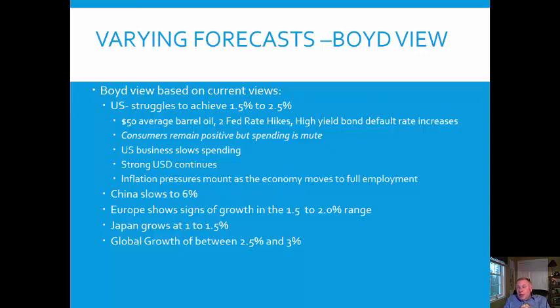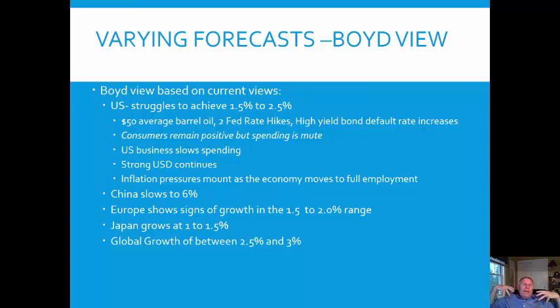Business spending is slowing because if they're not sure there's the demand, we keep hearing the consumer is good, but we're not seeing it. The strong U.S. dollar continues. Inflation starts becoming an issue, especially as the economy moves towards full employment. I think we see China slowing down to 6%. Europe is coming back. Surprisingly, where we were at the beginning of the year and where we are now, we're actually seeing Europe growing at 1.5% to 2%. Japan is actually showing signs of life, and global growth is still hanging between 2.5% and 3%.